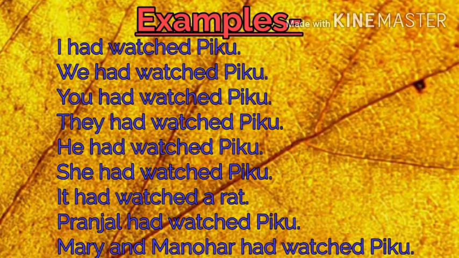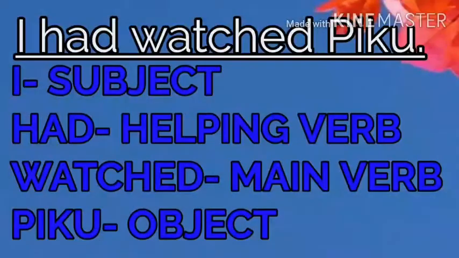We can understand more in one example, that is, I had watched Piku. Here we can understand part by part. I is the subject, had is the helping verb in this sentence, watched is the main verb, and Piku is the object.